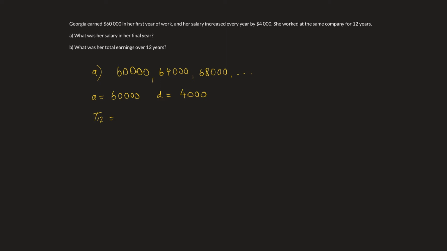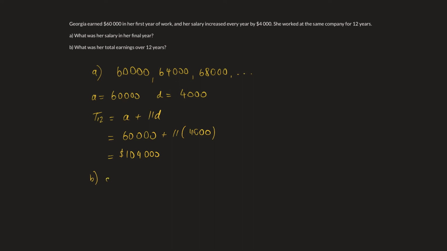So for T12, it's going to be A plus 11D. So 60,000 plus 11 times 4,000. And that's going to work out to be $104,000. And then for part B, what was her total earnings over 12 years?